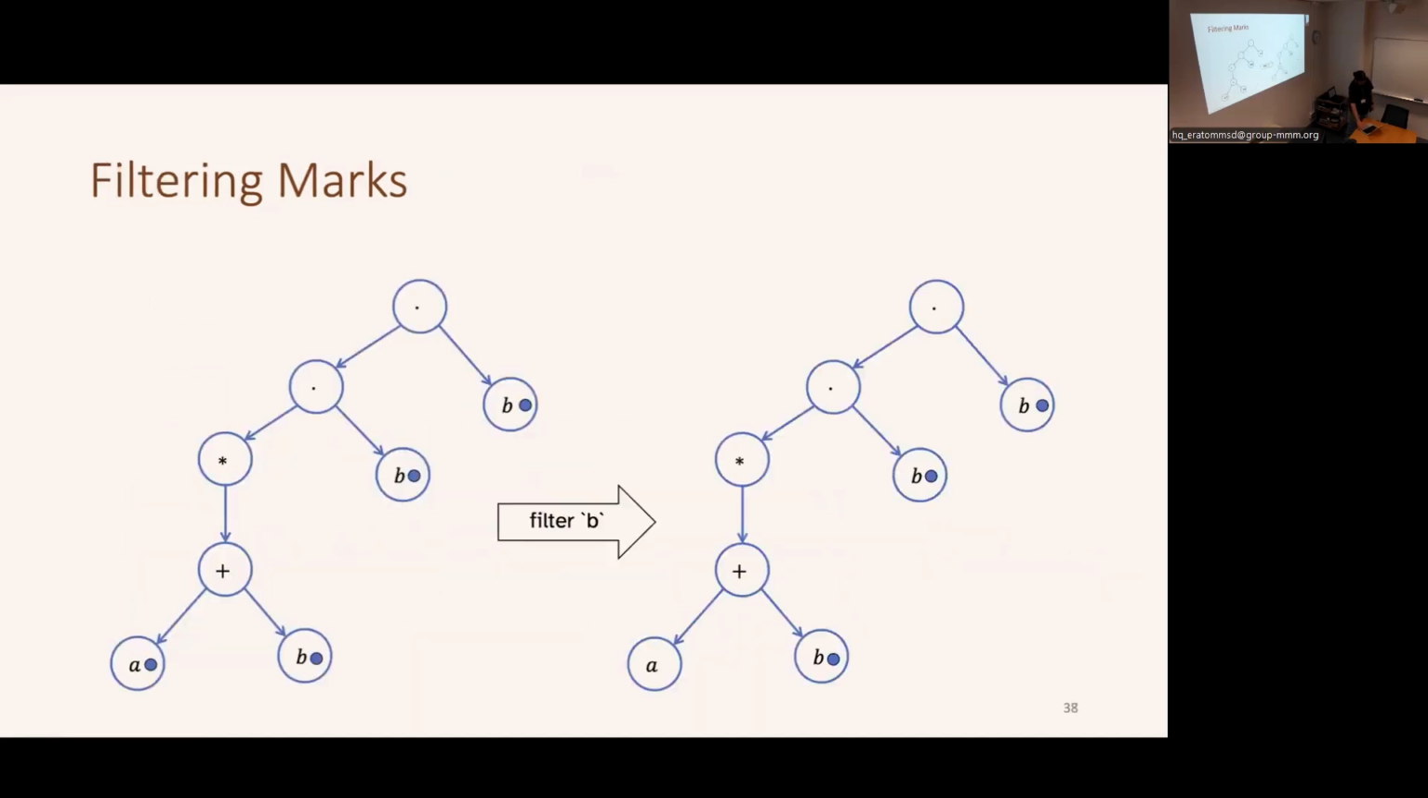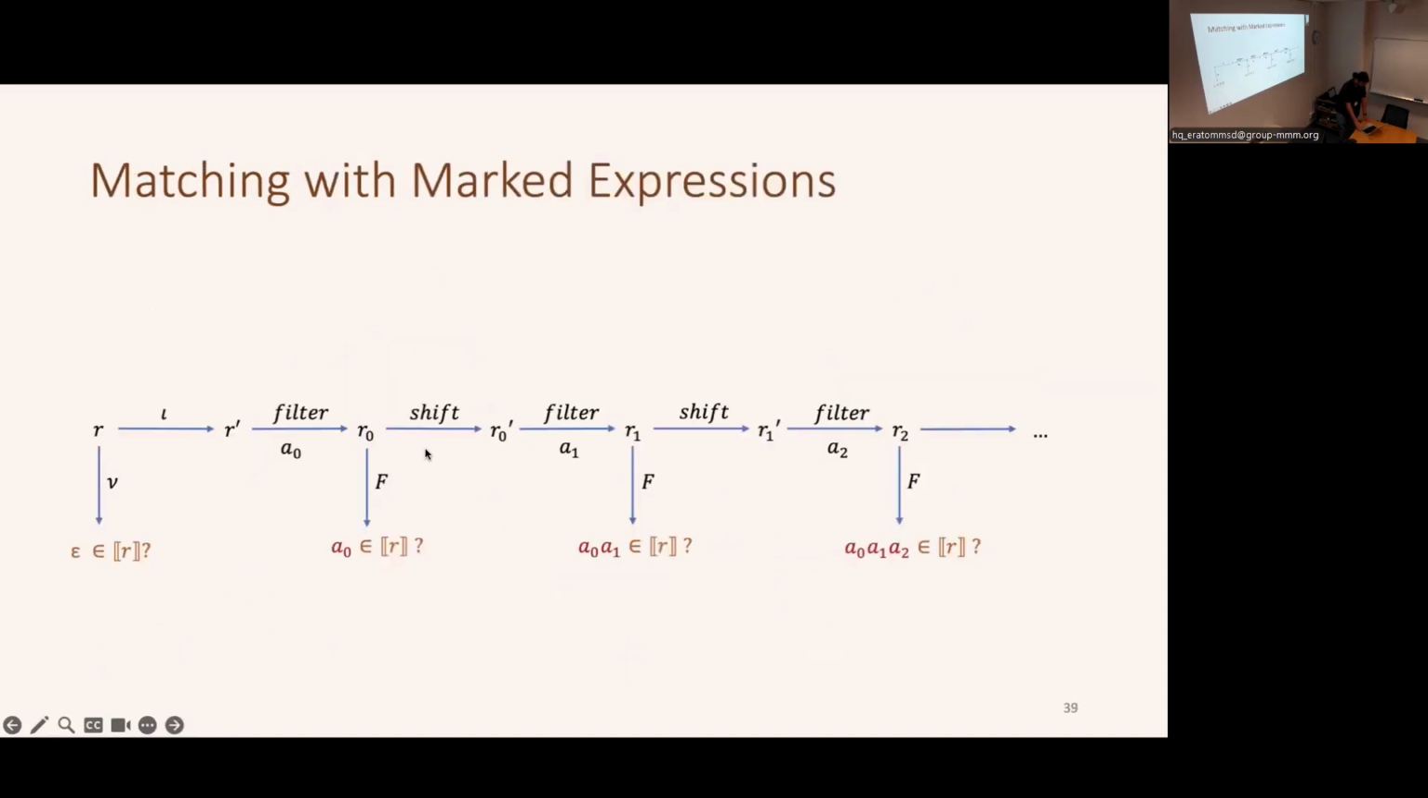Okay, the next part is what I call filter. And so when I have this kind of configuration and I say filter B, I get rid of the mark on A because A does not match B. And this one is quite simple to implement. So with all these tools that we have, we can do regular expression matching as follows.